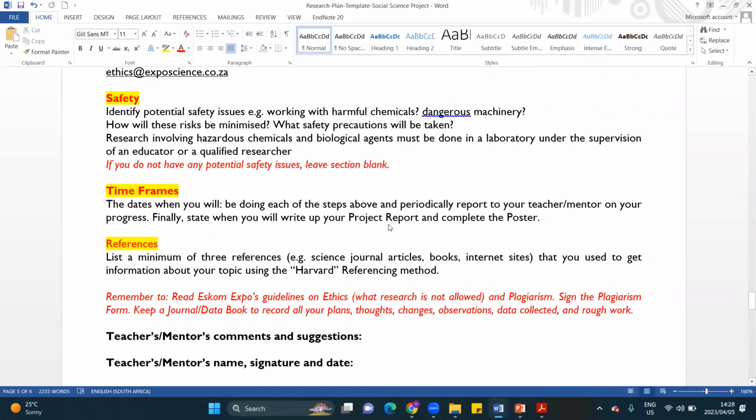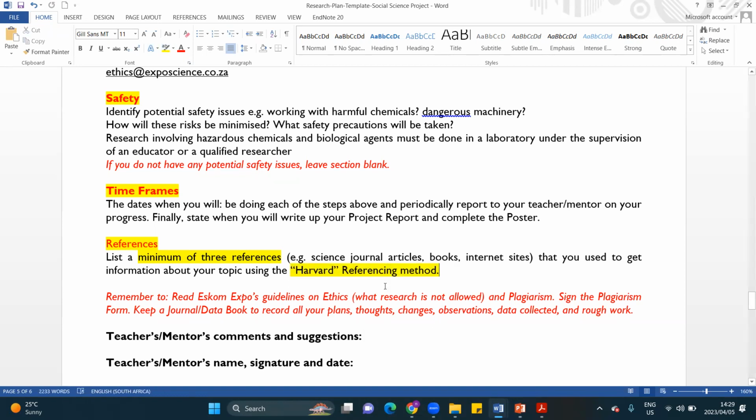And then we've got time frames, when you're going to do what for your project. And of course, the last one here, the references list. It says a minimum of 3 references, but please note you can do more than 3. And remember the Harvard referencing method, right?